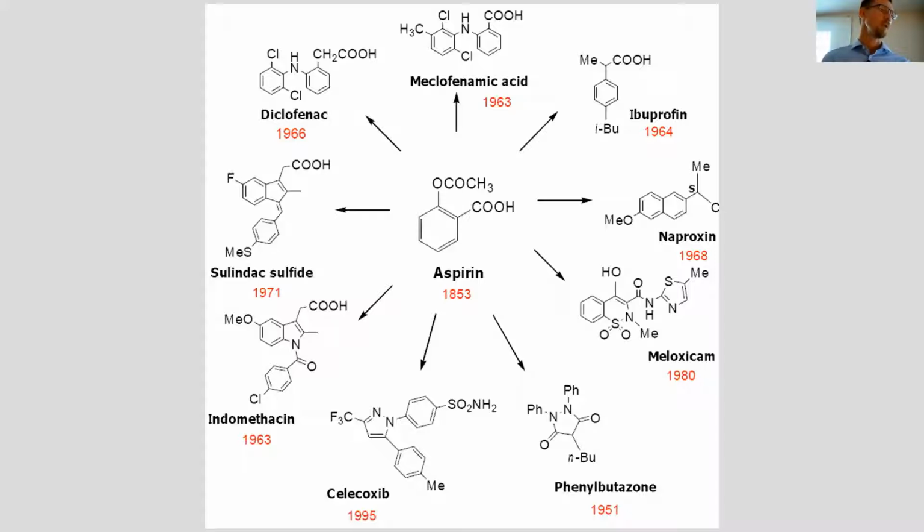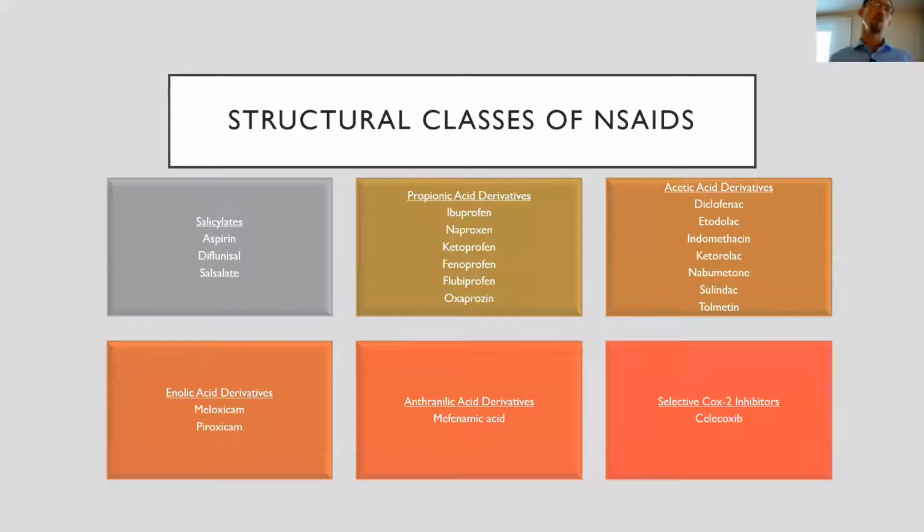So the NSAIDs originally have been organized according to their structure. What you're seeing here, this chemical structure, if you think like a chemist, you're going to say, well, we're going to lump the ones that have an anthranilic ring, or the ones that have an acetic acid derivative. We're going to link those. And so that's what you get here when you look at these boxes that show different structural classes of NSAIDs.